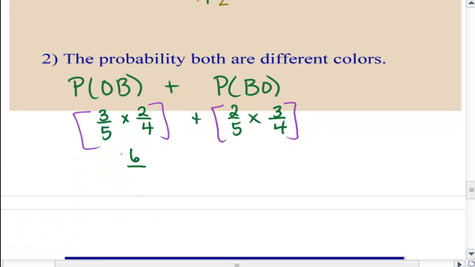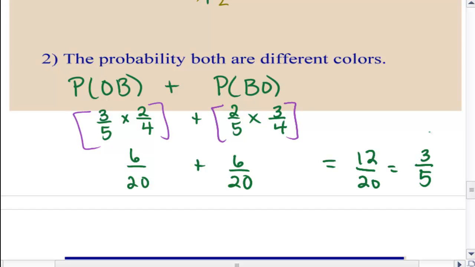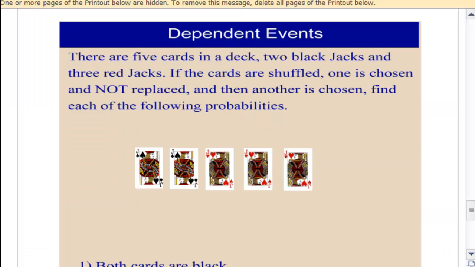So 3 times 2 is 6, 5 times 4 is 20, plus 2 times 3 is 6, 5 times 4 is 20. That doesn't always work out, by the way, but you will see that both fractions are the same from time to time, but that does not always hold true. So 6 plus 6 is 12, 12/20ths. Now we'll simplify as our last step. So what would we get? 3/5.